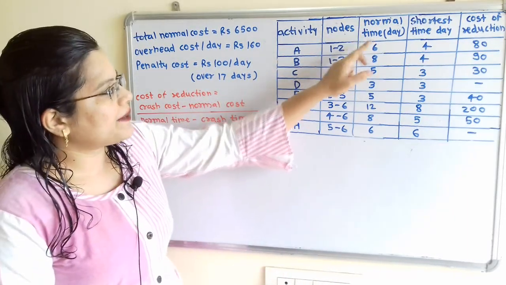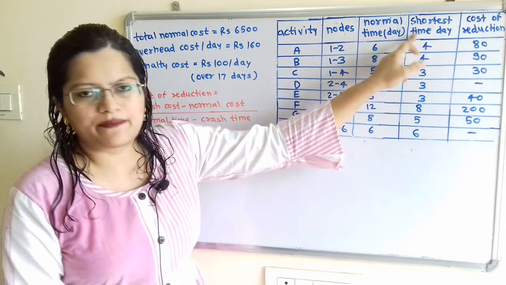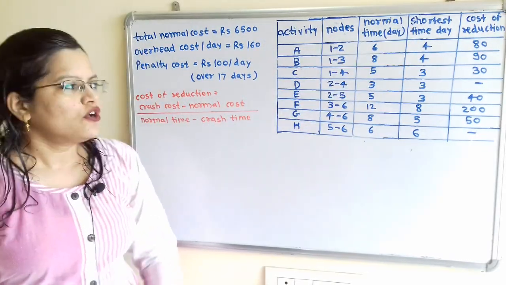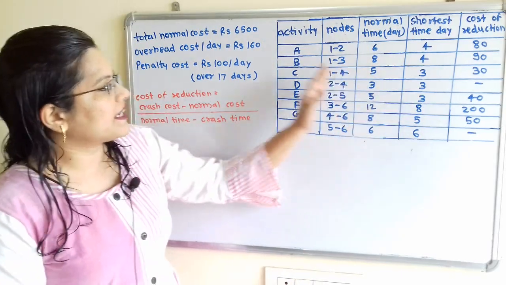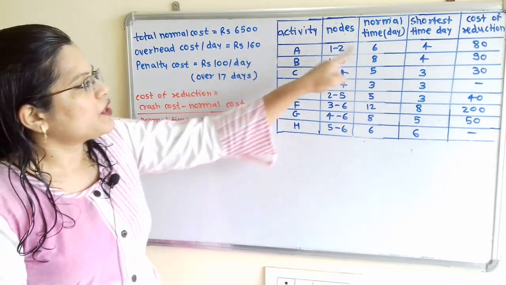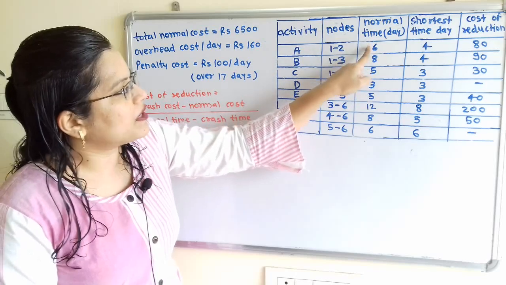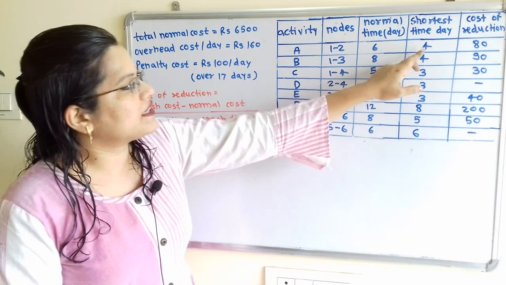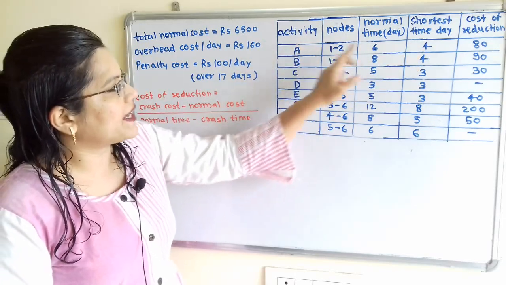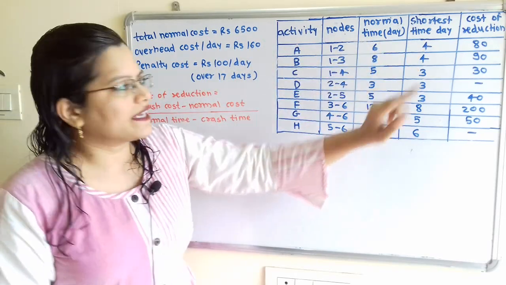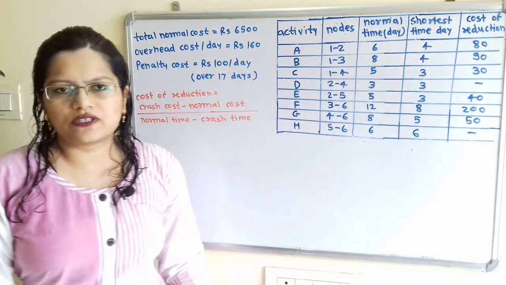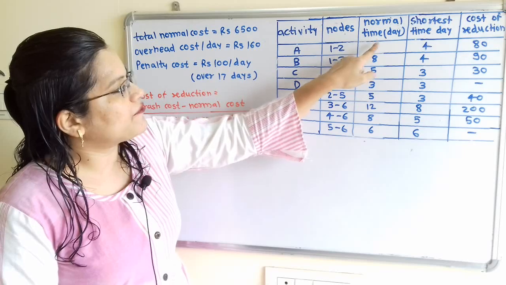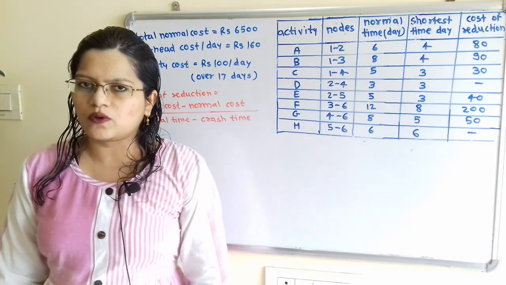Then the normal time in days and the shortest time, or we can also say crash time in days, is also mentioned. So from this data we can say that for each activity we can reduce the normal time up to the shortest time or crash time. Now if we see activity A, normal time is 6 days and the shortest time is 4 days. So for activity A we can reduce the time from 6 days up to 4 days only.